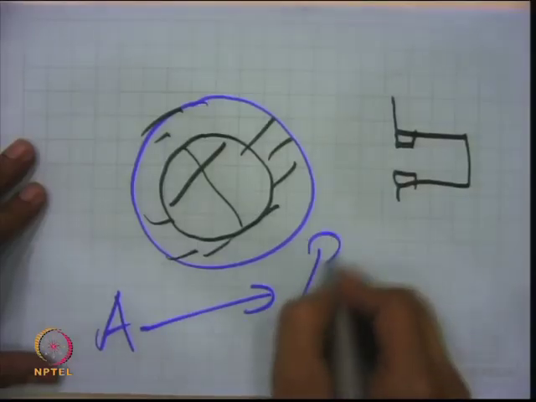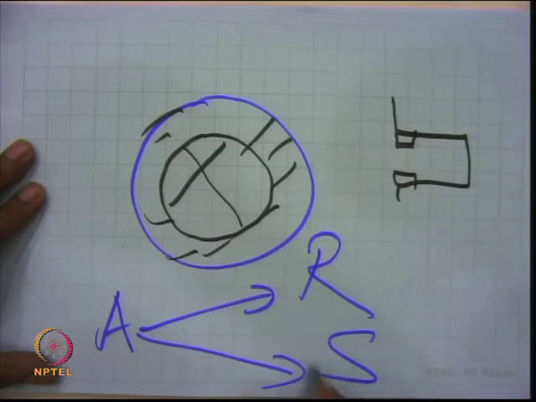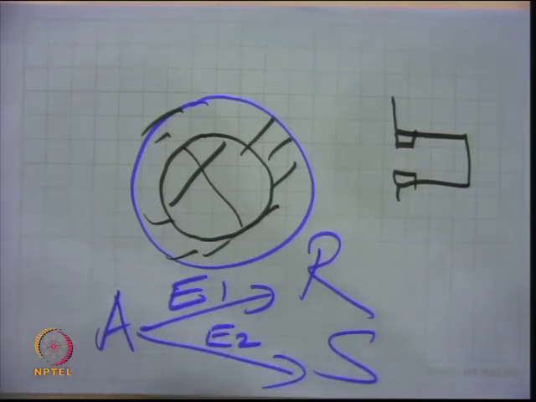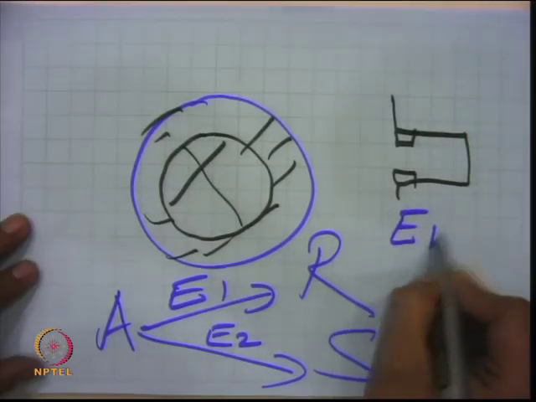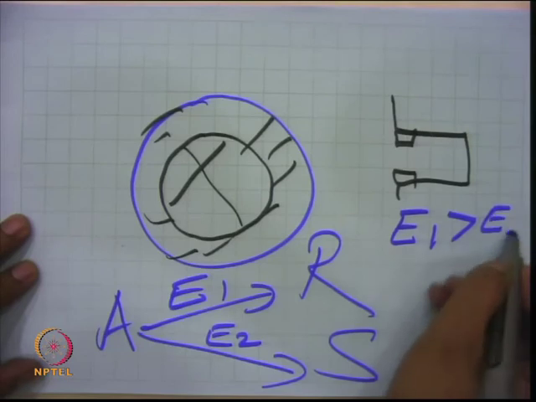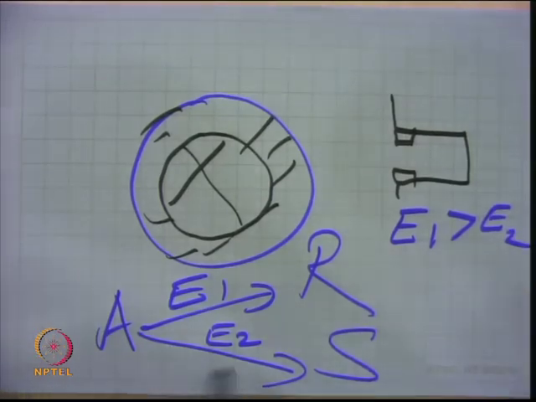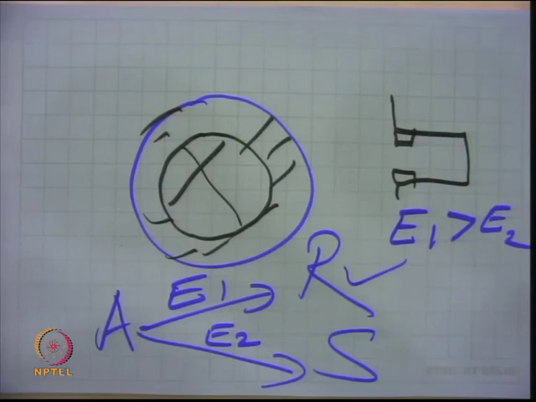Suppose you have multiple reactions, as I discussed earlier, A goes to R and A goes to S. Depending upon the activation energies E1 and E2, the temperature will show its direction. Suppose E1 is greater than E2 and you increase the temperature, then the rate of formation of R will be more compared to S. That is what I am saying: higher temperature favors the reaction of higher activation energy.